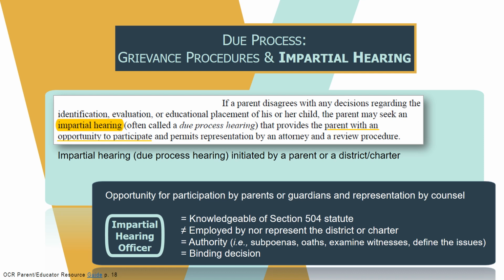This officer has the authority to issue subpoenas, administer an oath, examine witnesses, define the issue being considered, and determine the way the evidence is presented. The decision of the impartial hearing officer is binding on all parties involved and implemented immediately. It is the responsibility of the party that requested the hearing to prove the facts of their issue. School districts can adopt the same impartial hearing procedures as provided under IDEA, but are not required to do so.